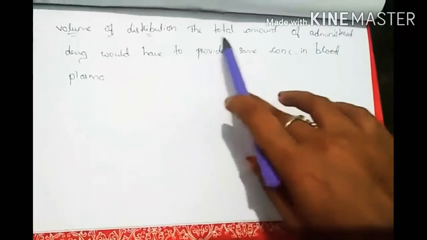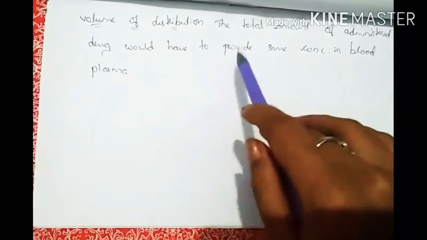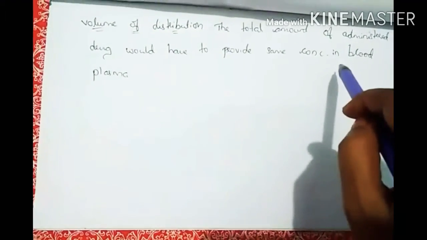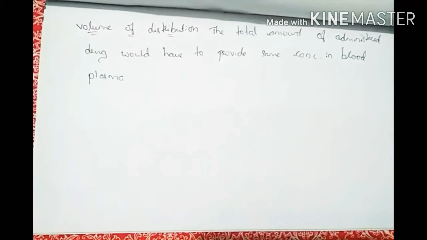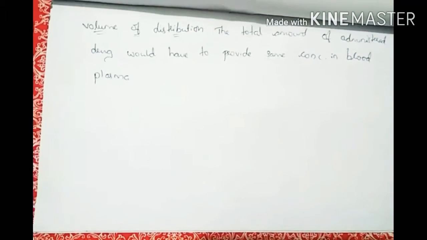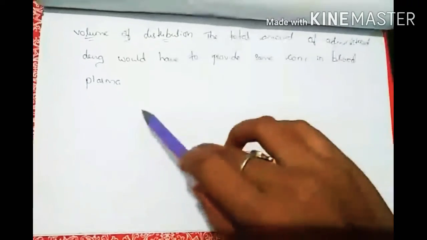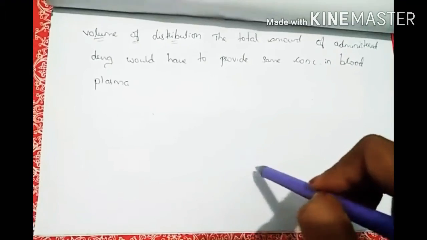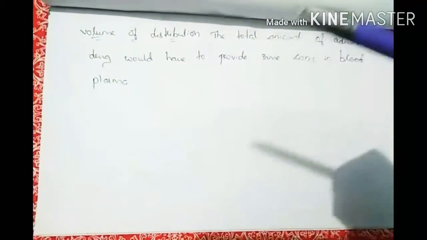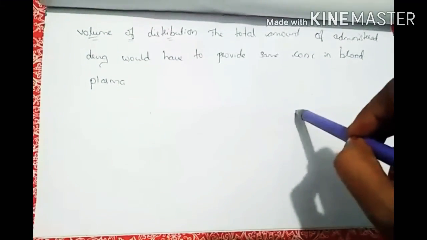Next, volume of distribution. The total volume of administered drug would have to provide the same concentration in the blood. If the amount is administered and also provides the same concentration in the blood plasma, then only the volume of distribution will take place. Here, distribution of a drug takes place by a one compartment method and a two compartment method. If the drug enters through the GIT and directly undergoes distribution, metabolism and then excretion, it is known as the one compartment method.